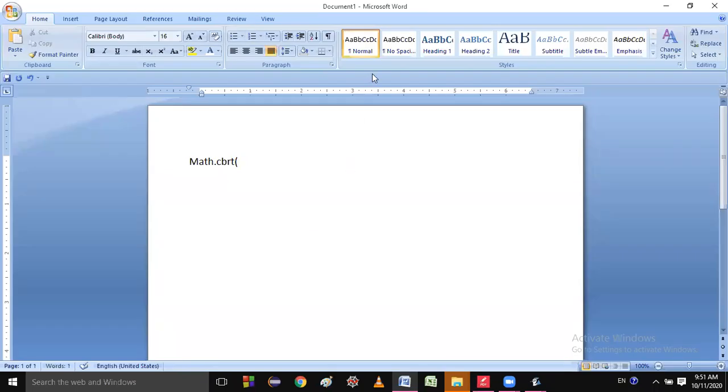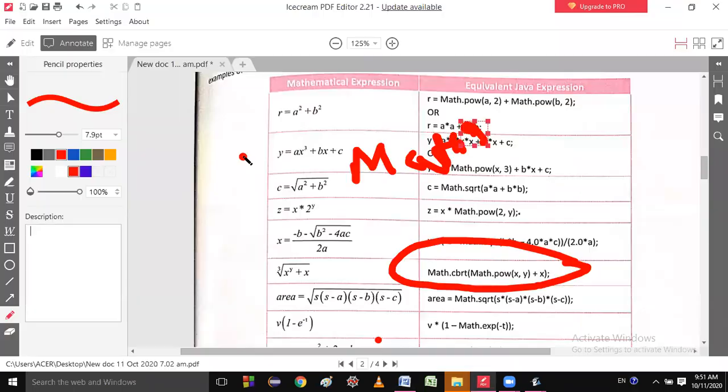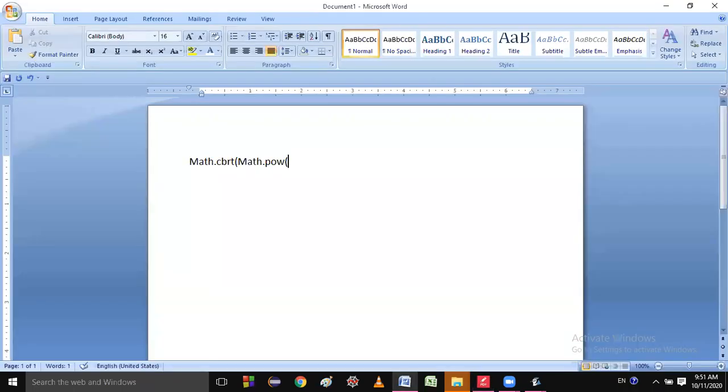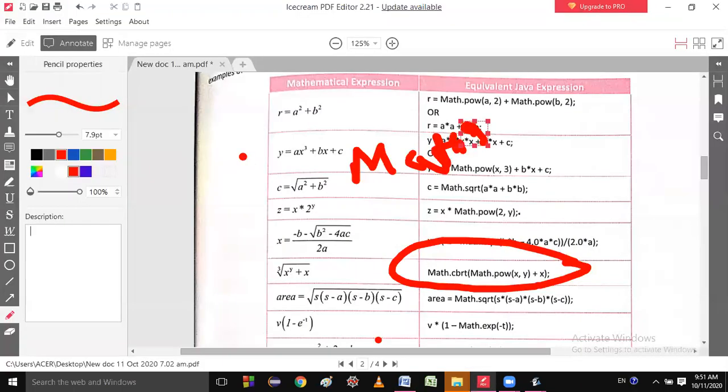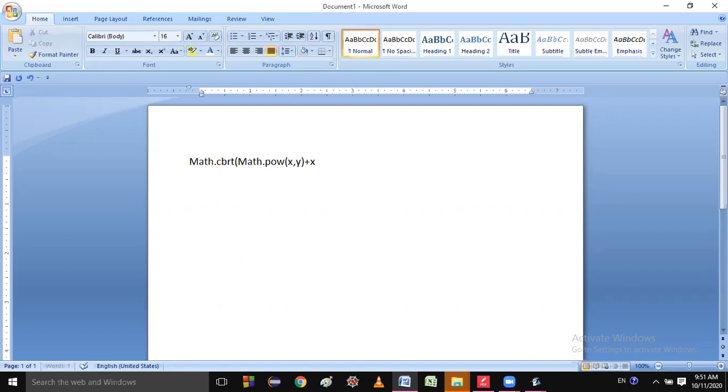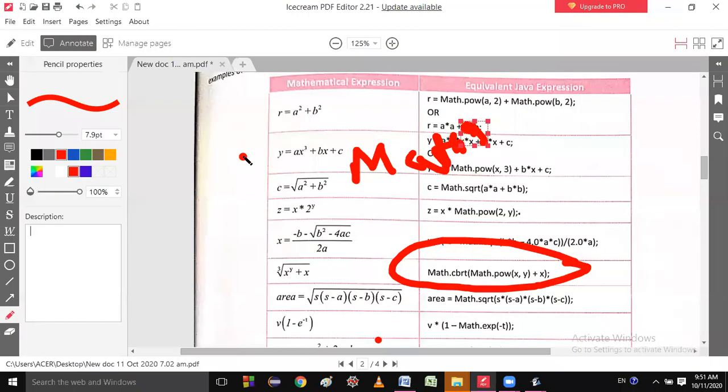Samya is joining. Math dot... what is this one? Power, POW, and x comma y. Then plus x. Girls, can you understand what I have written?